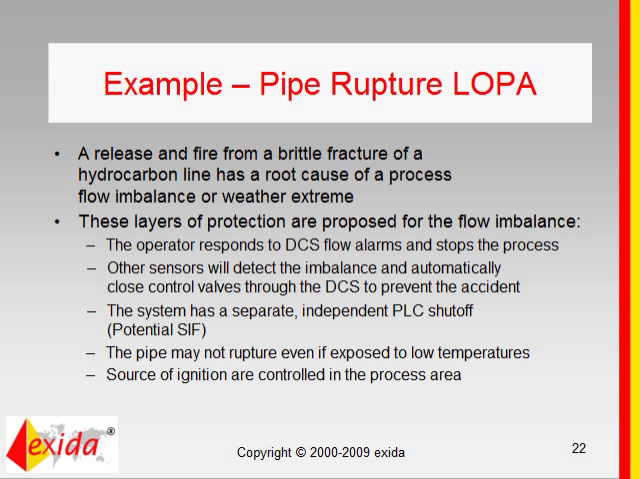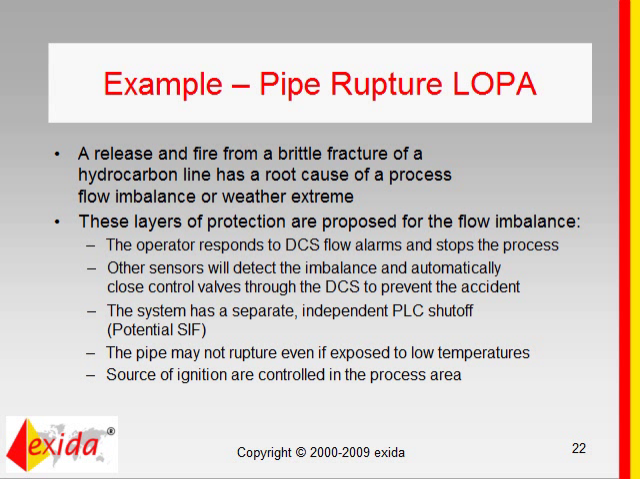As an example, let's consider a pipe rupture where we have a release and fire from a brittle fracture of a hydrocarbon line with a root cause of a process flow imbalance or a weather extreme. In this webinar, I'm only addressing the flow imbalance. There are a bunch of layers of protection suggested for the flow imbalance. The operator responds to DCS flow alarms and stops the process. Other sensors will detect the imbalance and automatically close the control valve through the DCS to prevent the accident. The system has a separate independent PLC shutoff, which is our potential safety instrumented function. The pipe may not rupture even if exposed to low temperatures.